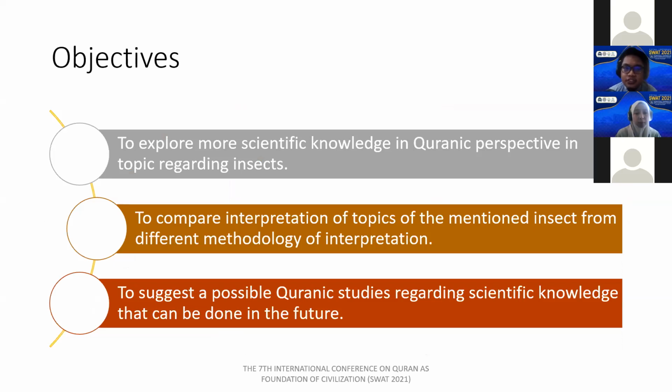So for the objectives of the study, first is to explore more scientific knowledge from the Quran perspective in topics regarding insects. And then we also want to compare the interpretation of topics mentioning insects in different methodologies of interpretation, which is Tafsir bil-Ra'yi and Tafsir bil-Ma'sur. And then we also want to suggest possible Quranic studies regarding scientific knowledge that can be done in the future.